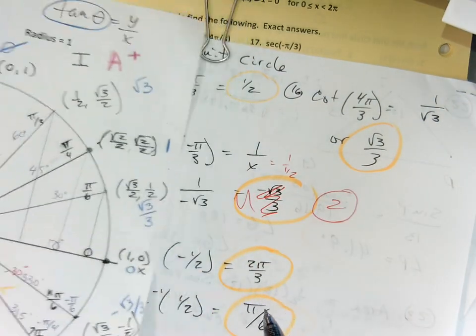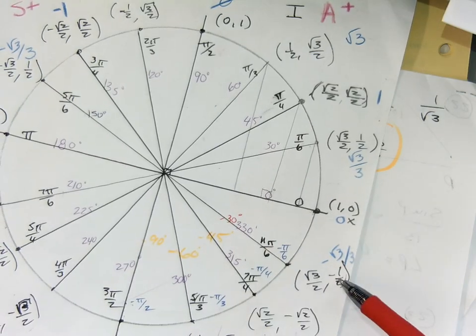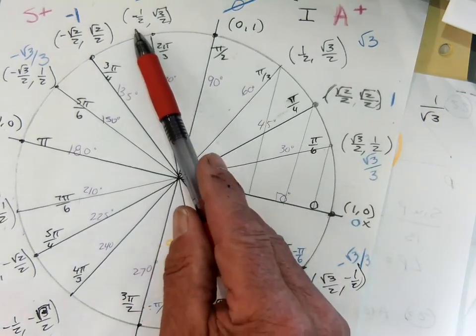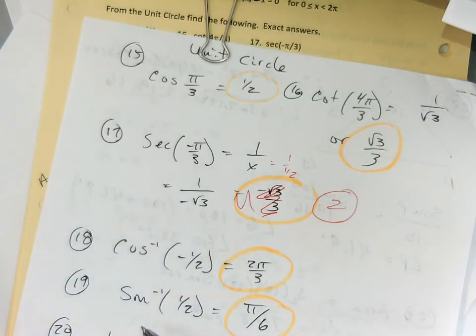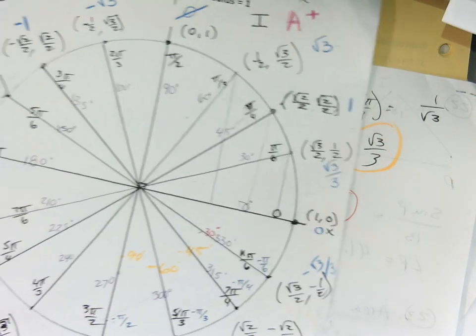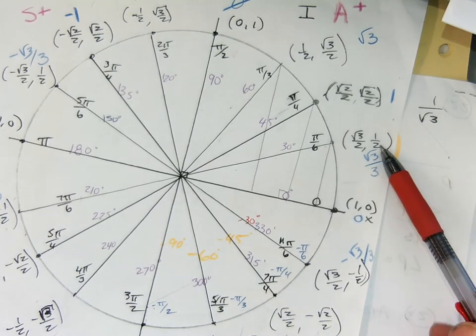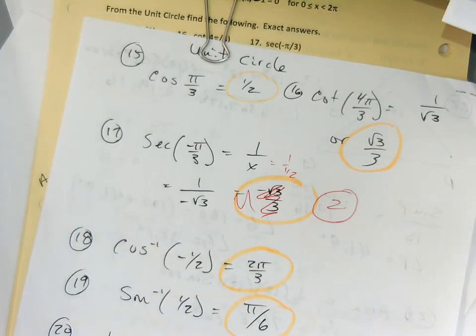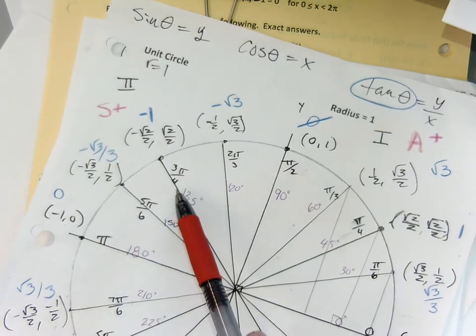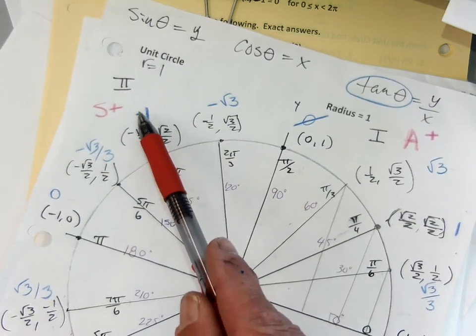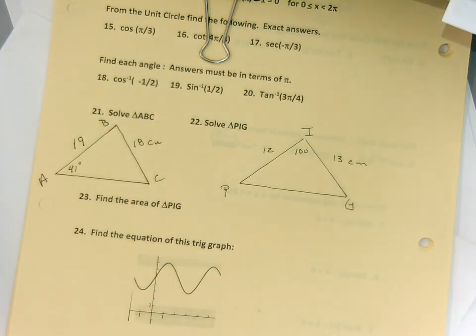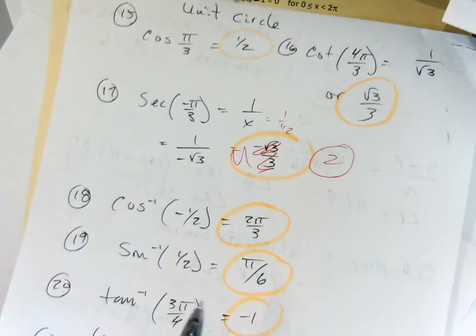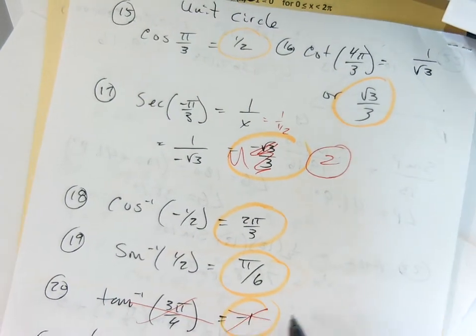18, cosine inverse of negative 1/2. So it's the x value, negative 1/2 is here at 2 pi thirds. Okay. Sine inverse of 1/2. Here it is for the y value at pi 6. Tangent inverse of 3 pi 4. So here's 3 pi 4. So the tangent inverse of negative 1 gives me a, should be tangent inverse 3 pi 4. Yeah, that's wrong. That's a bad question. Ignore that one. Boy, I was in a hurry.